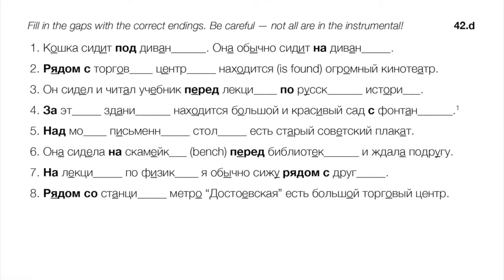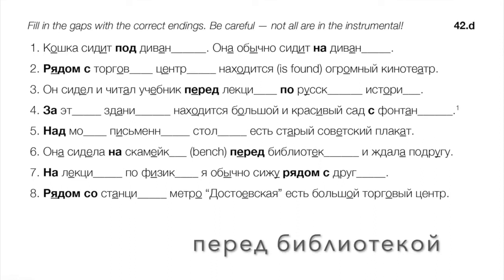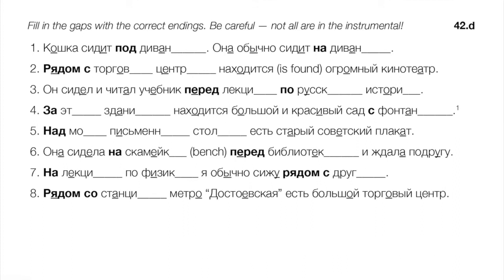Number 6, she was sitting on a bench, okay, that's going to be prepositional, in front of the library, and she was waiting for her friend, right? Она сидела на скамейке, right, prepositional, перед библиотекой, instrumental, и ждала подругу. She was sitting and waiting, awaiting her friend, accusative.